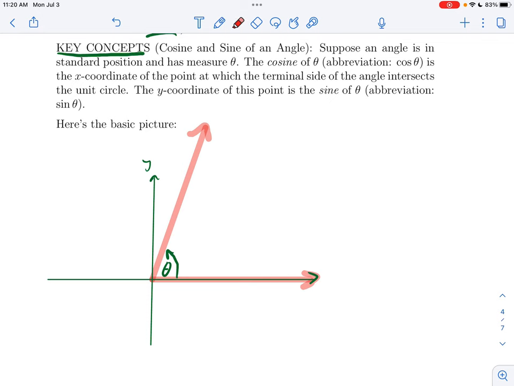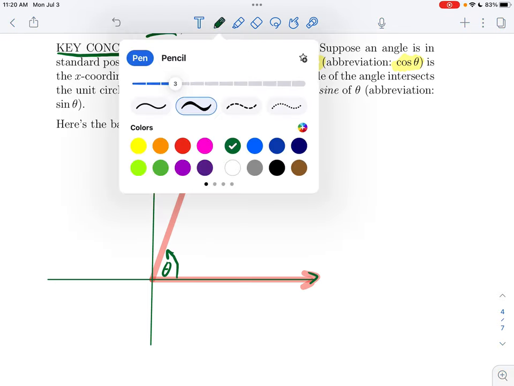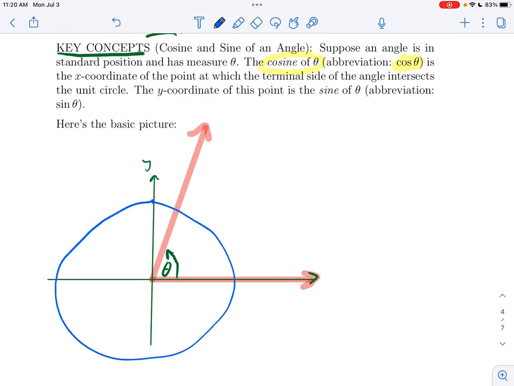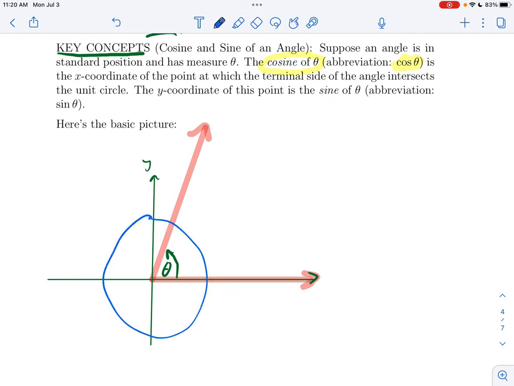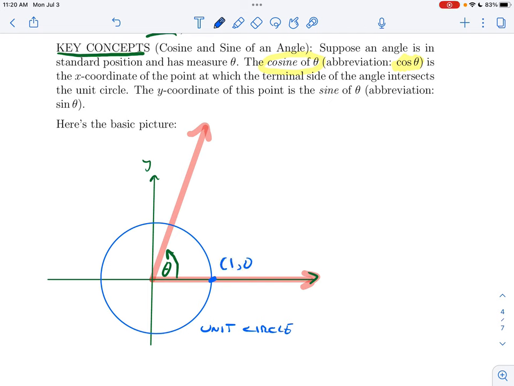When we talk about what's called the cosine of theta, and the abbreviation for this is cos theta, what we mean by that is the x-coordinate of the point at which the terminal side of the angle intersects the unit circle. So let's add the unit circle to this diagram. Okay, not perfect, but good enough. So we'll imagine this is our unit circle. Here's the point 1, 0. Here's the point 0, 1. Here's the point negative 1, 0. Here's the point 0, negative 1. And we're going to think about this point here.